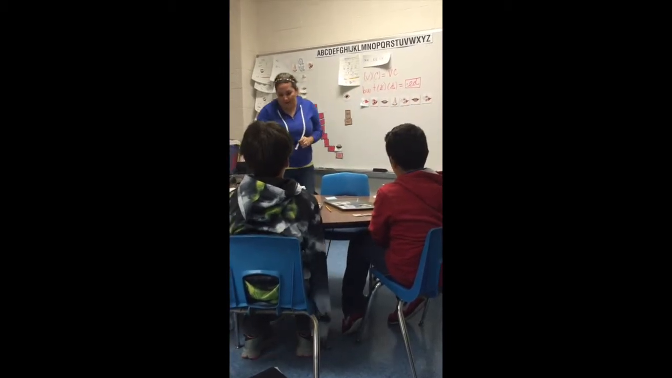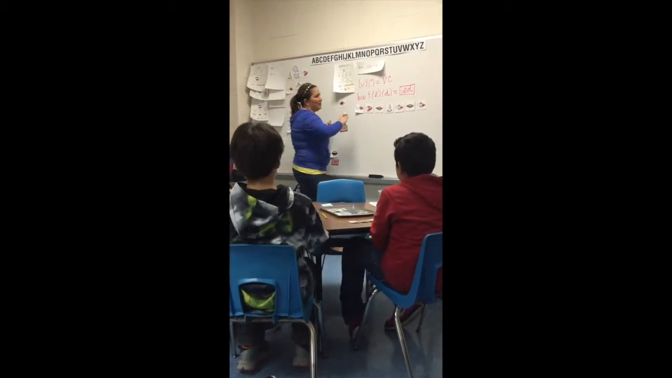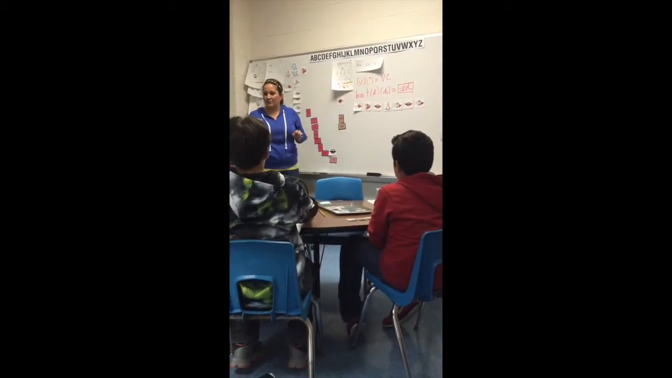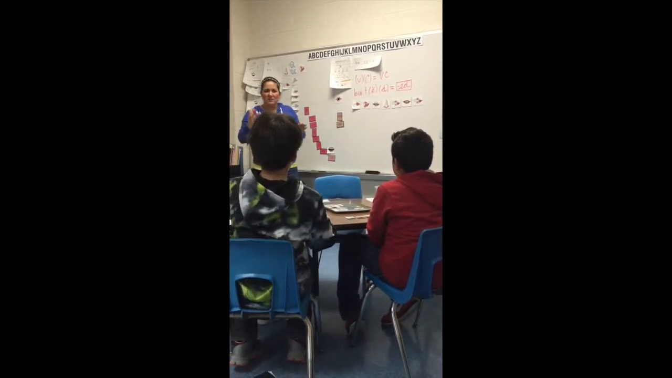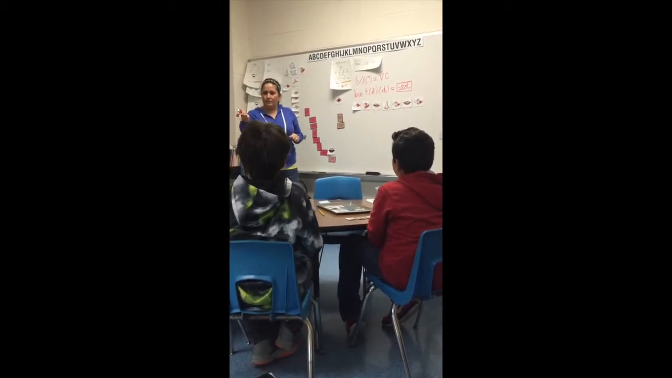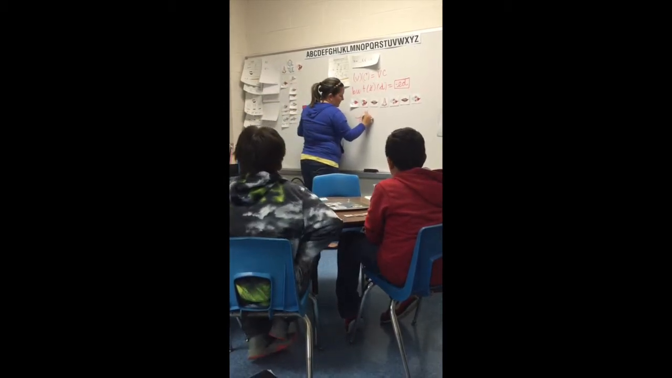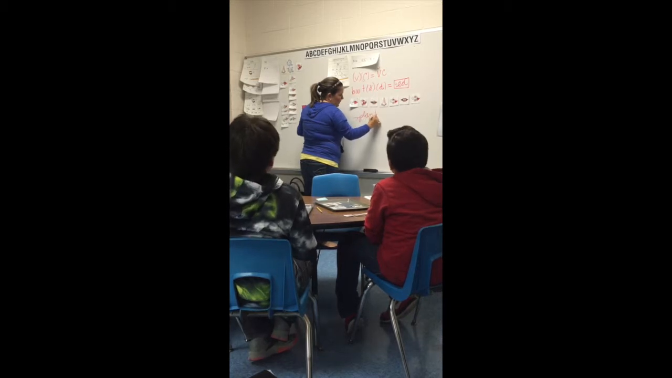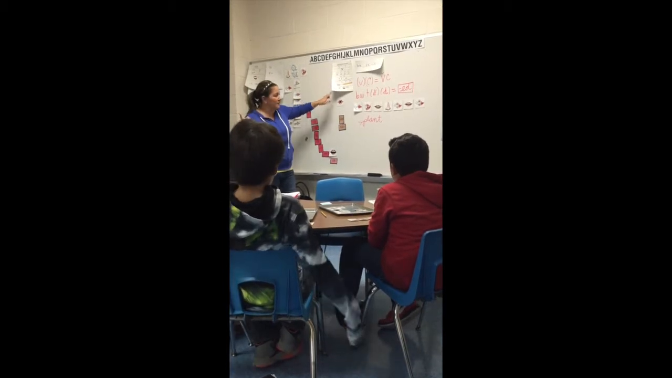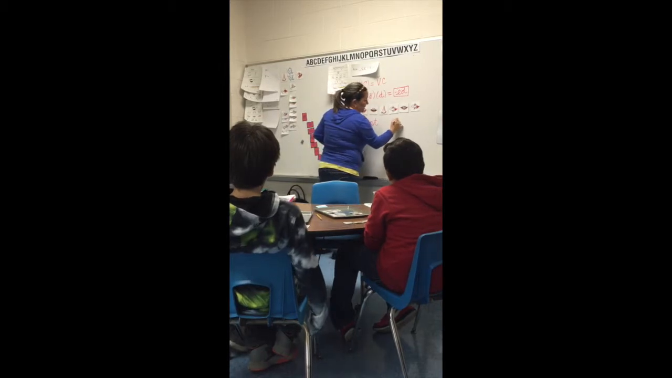Okay, now I need to identify the base word and the suffix. What's my base word in planted? Plant. It's plant. How do I spell plant? P-L-A-N-T. Okay, so now I have to identify the suffix. What's my suffix? Ed. My suffix is ed, right?